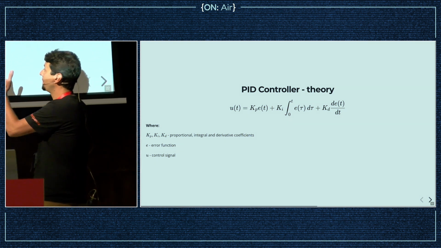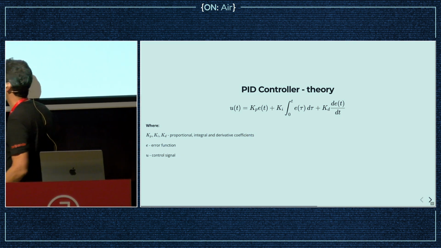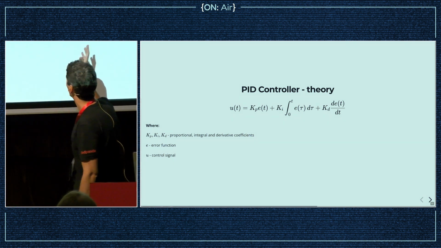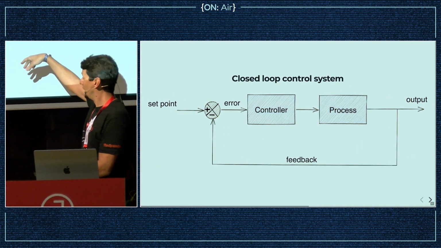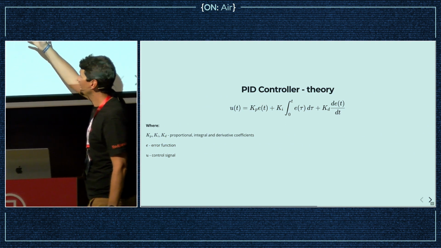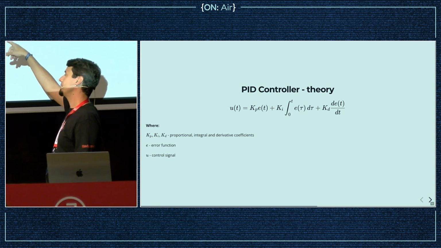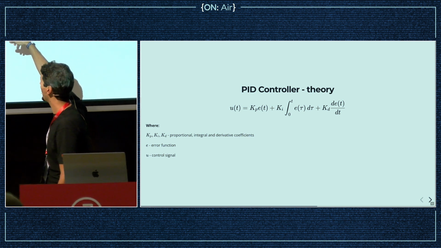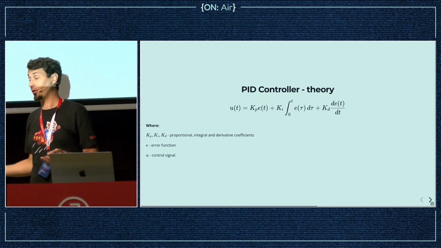It's a function of an error, this E value here. I will just briefly go over that. It has a proportional, integral, and derivative part, where coefficients are multiplied by either simply the error function, or an integral of the error function, or a derivative of the error function.